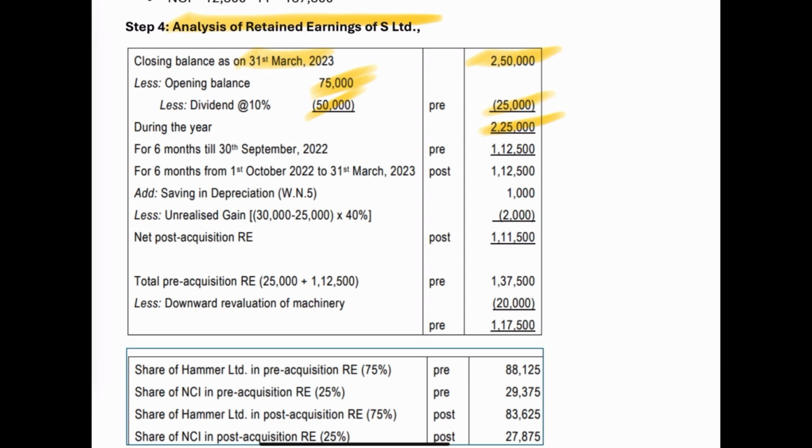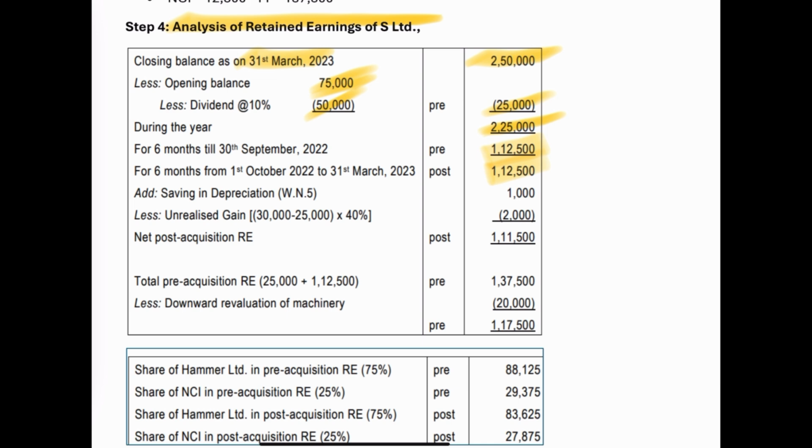So the pre-acquisition period is from 1st April to 30th September, and post-acquisition is from 1st October to 31st March 2023. But they have not given exactly what profit was made up to 30th September 2022. So we can assume on average the first 6 months is 50% and the second 6 months is the remaining 50%. So out of 225,000, the first 6 months would be 112,500 and the second 6 months is another 112,500. So pre-acquisition profit is 112,500 and post-acquisition profit is another 112,500.